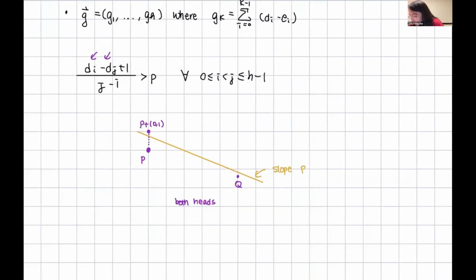So any line that you draw in between here, slope minus P, sorry, slope minus P, has to be above Q. Okay, so that is what it means by that.